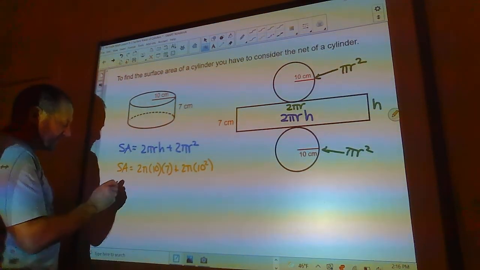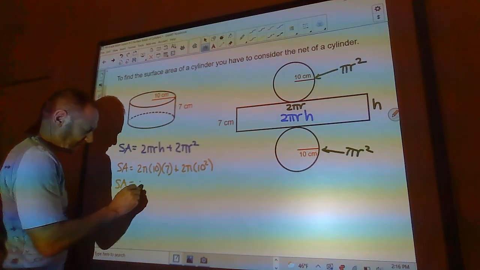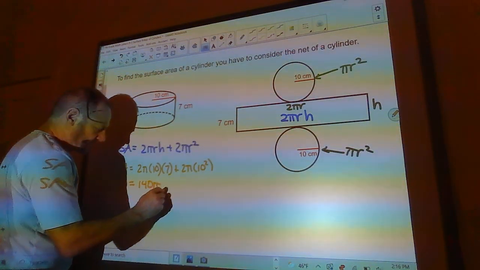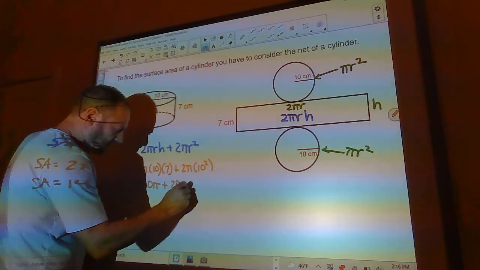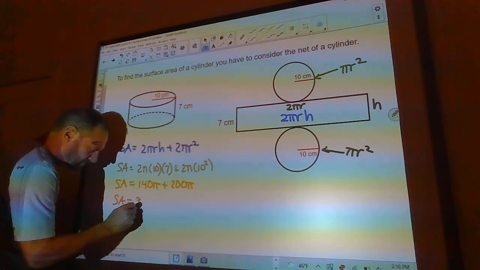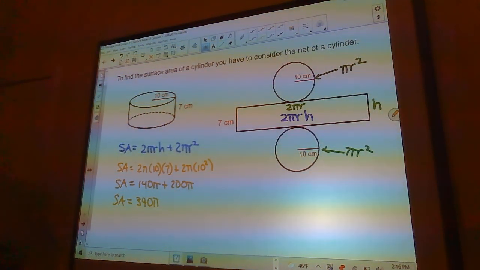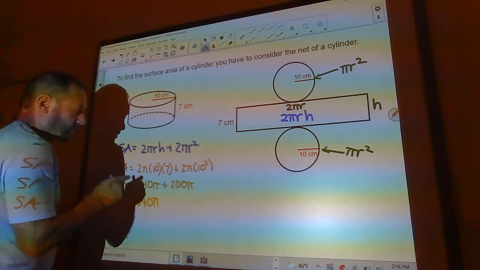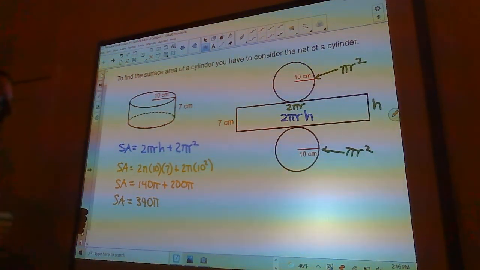In fact, it's not even that yet, because this is 70 times 2 is 140 pi, plus 100 times 2 is 200 pi. So the surface area is 340 pi square centimeters, which is the exact answer. Remember, if we want the exact answer for this, we have to leave the pi in there.